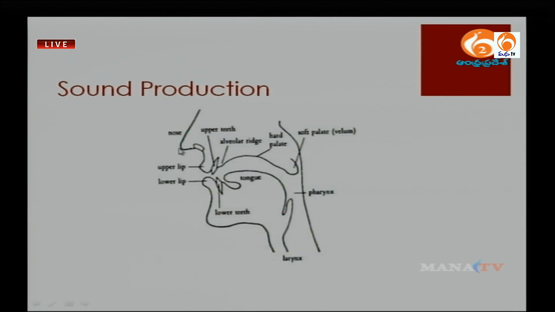Once again, we have the nasal cavity, the set of lips, and your upper teeth and lower teeth as part of your sound production organs. We have the alveolar ridge. You don't necessarily have to go into such detail about what a hard palate is, but a little understanding can assist you. It can help you understand the very reason why certain sounds are pronounced and enunciated the way they are, and the way the words are pronounced.